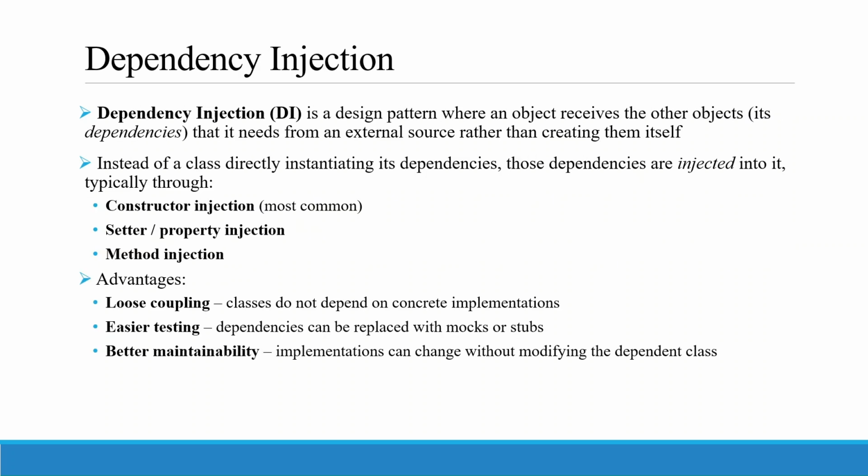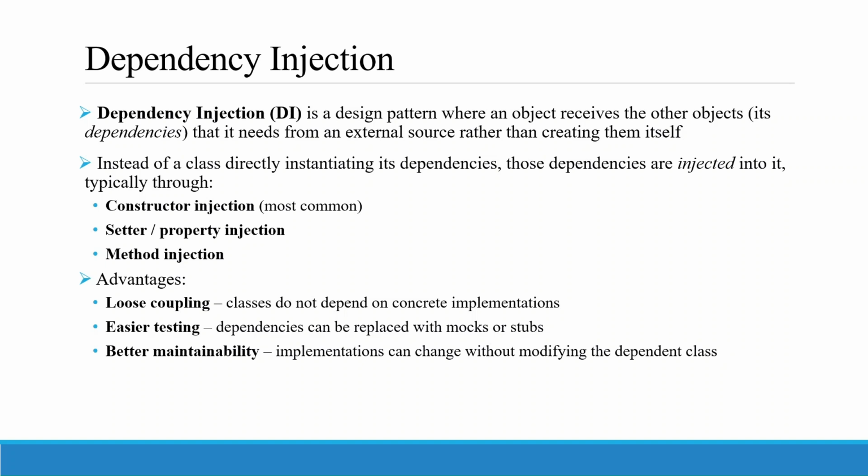Now, let's take an overview of dependency injection and inversion of control, two design patterns built into ASP.NET Core. Dependency injection is a design pattern where an object receives the other object.